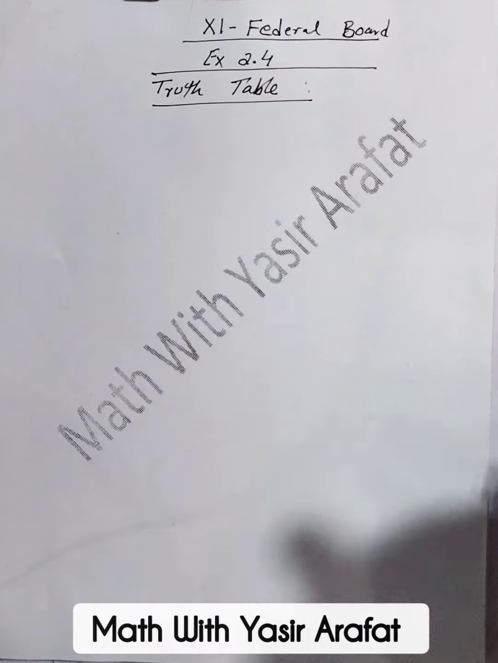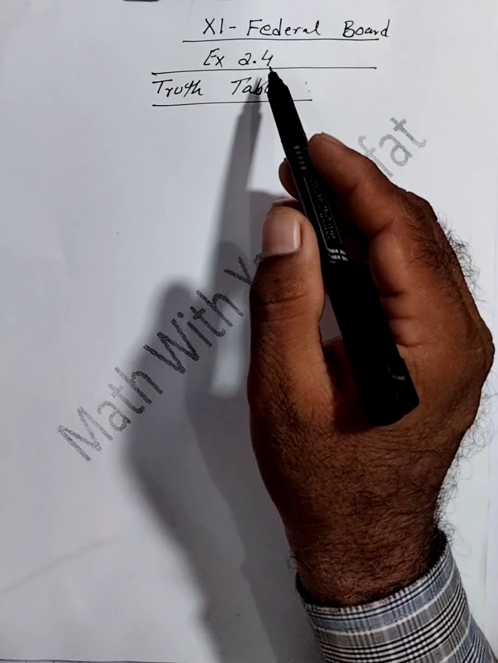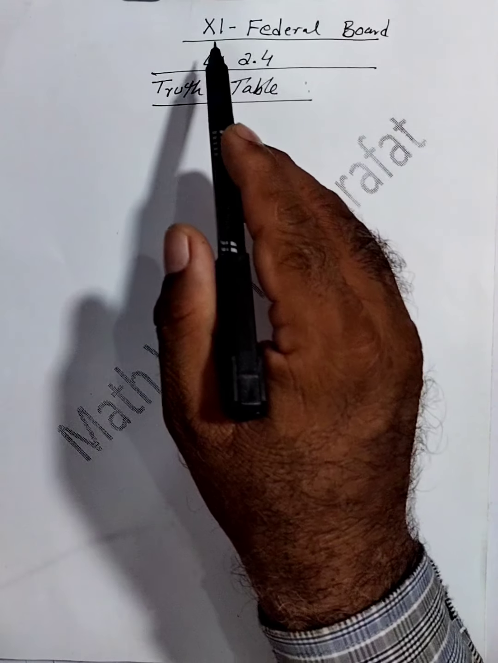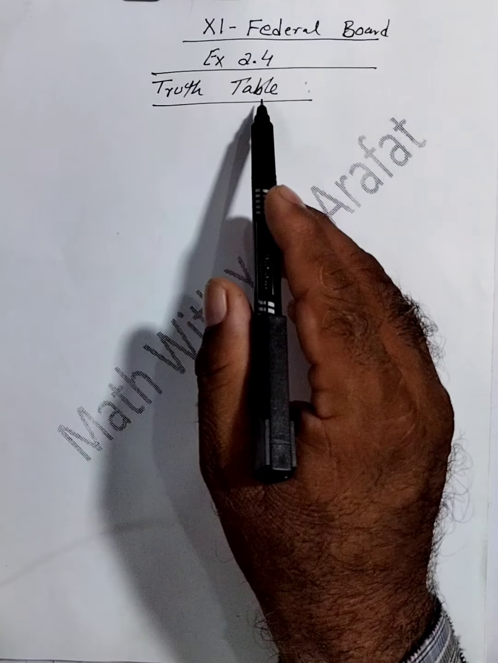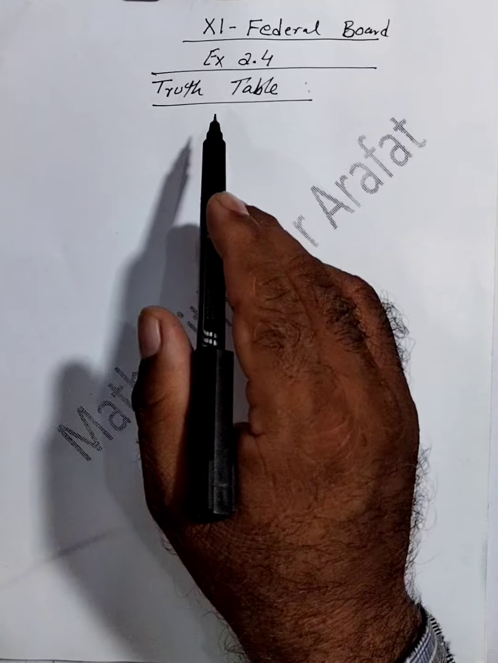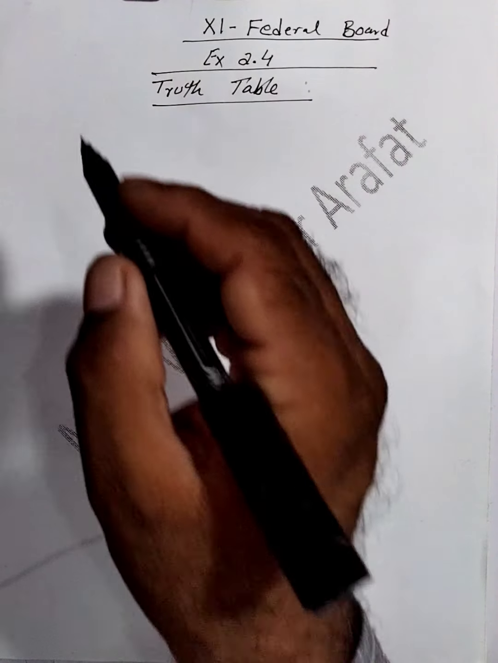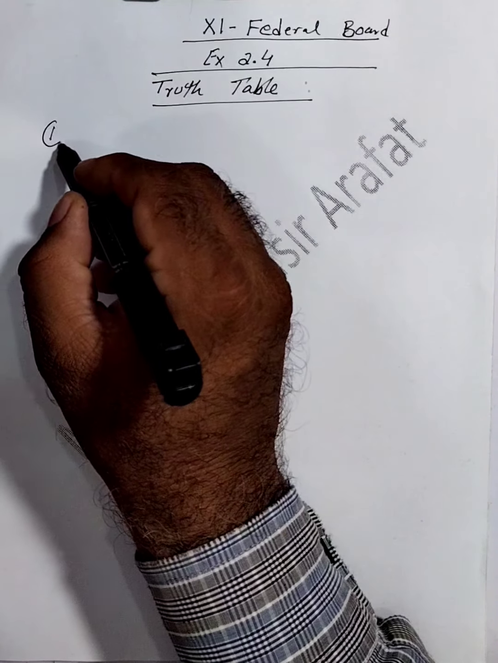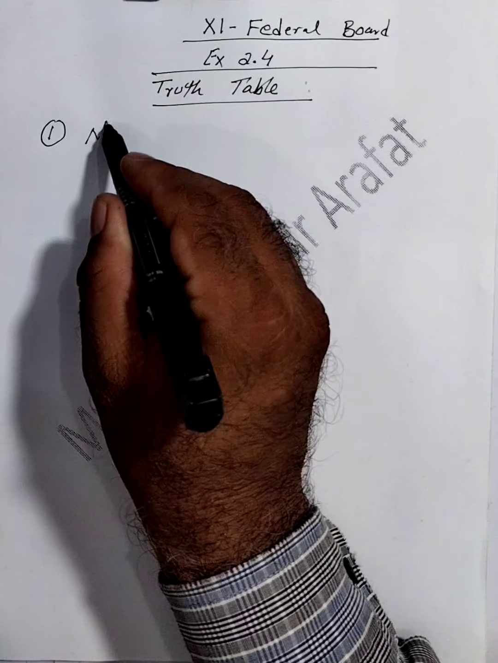You're watching Math with Yasir Al-Faq, and today we have to discuss the exercise 2.4 first year federal board, how to construct the truth table. So before starting this topic, 4 points we have to discuss here. Number one, negation.